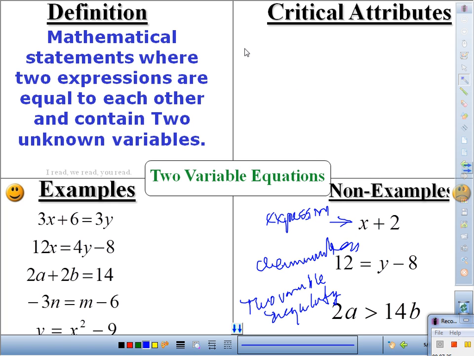Write yourself like two or three hashtags here. What makes these two variable equations what they are? Two variable equations, hashtag what? Two variables. Bam. Two variables. Hashtag what? Yes, equations only. Bam.